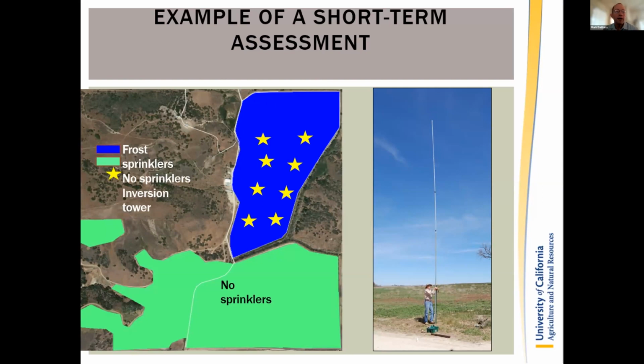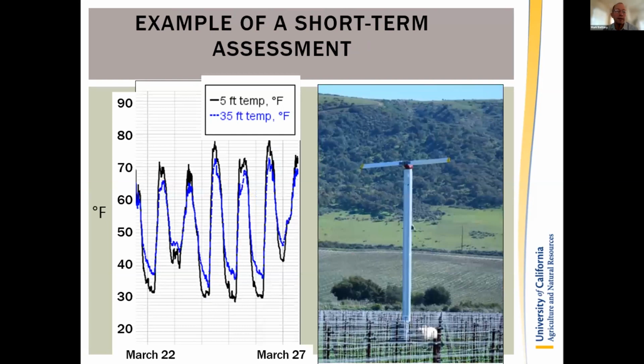So the diagram on the left just shows you an example of how at a certain location in Santa Barbara County, where we did a simple study with a grower, that area in blue is the area where they were typically using frost sprinklers in the past, and they wanted to know, could they replace those with wind machines? So I put out towers. That's what those 8 stars indicate, where I took the measurements with these towers. And then from that data, was able to show them some results.